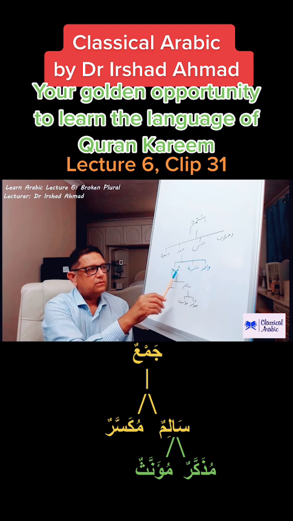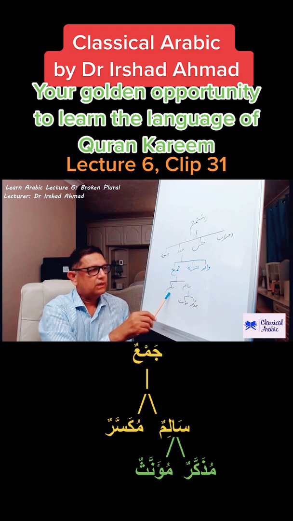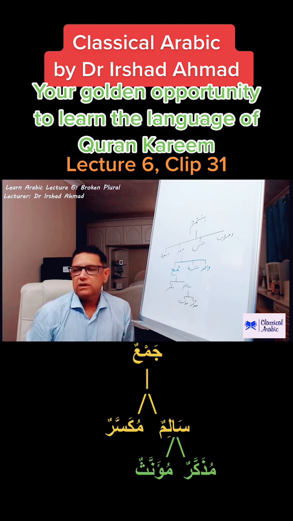We also know how to make jam'a, because jam'a falls into the categories of salim and mukassir. We have learned how to make jam'a salim both in the case of muzakkar as well as in the case of muannas. So jam'a is jam'a muzakkar salim and jam'a muannas salim. And then we have a category of jam'a mukassir. Today the focus of our attention is going to be jam'a mukassir.